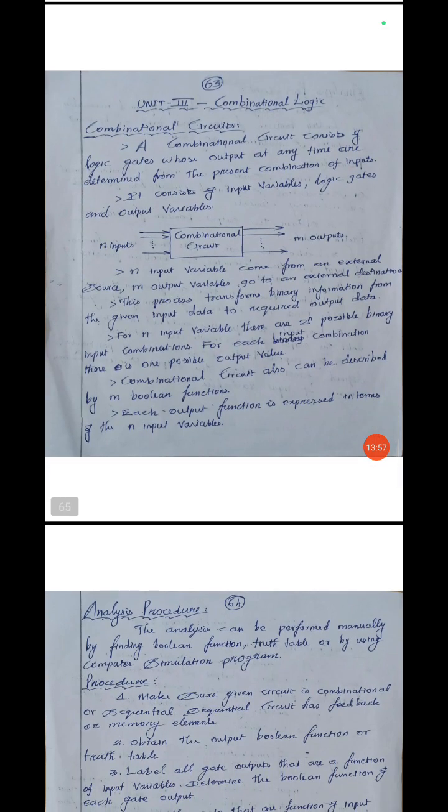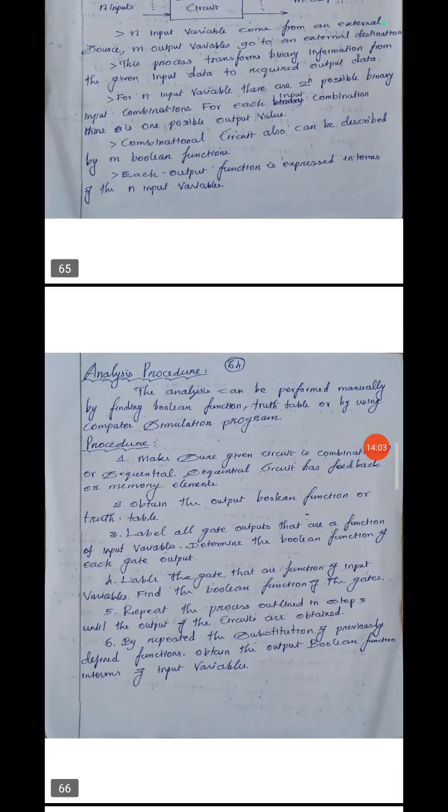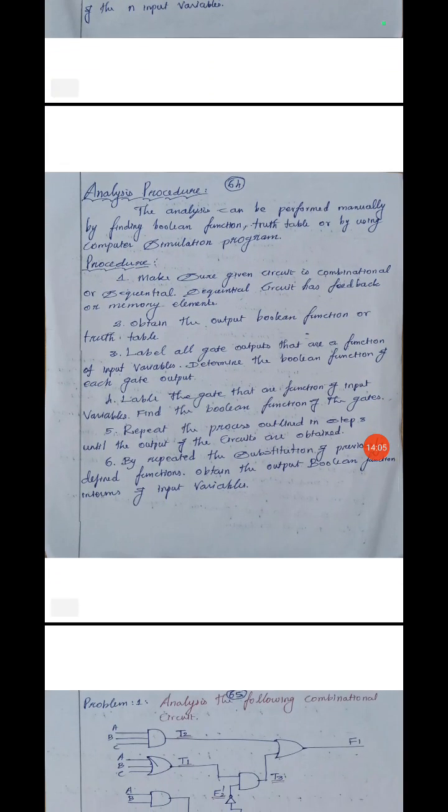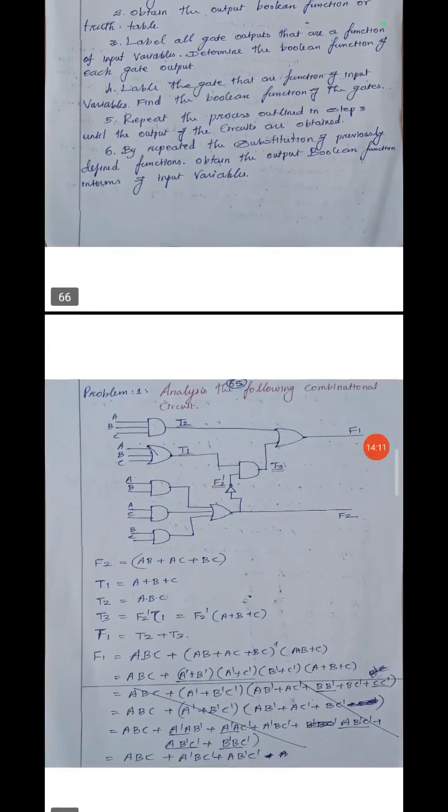In unit 3, what is the difference between combinational circuit and sequential circuit? That's one of the important questions. Then list the analysis procedure. These are the 6 steps used in the analysis of combinational logic.